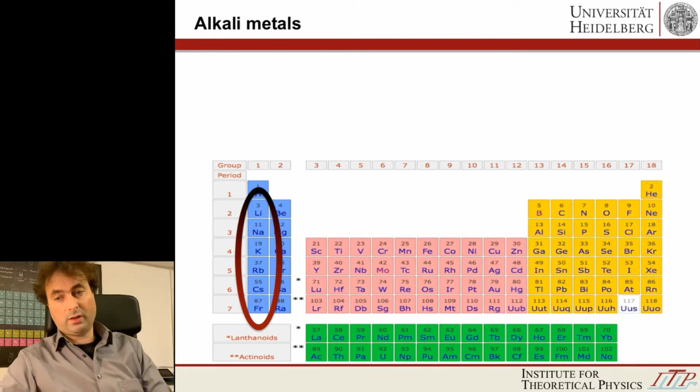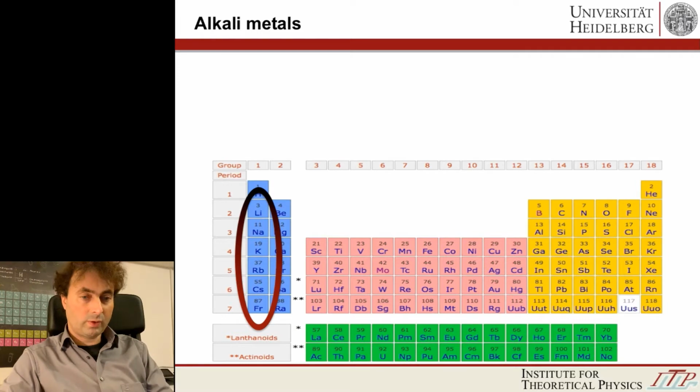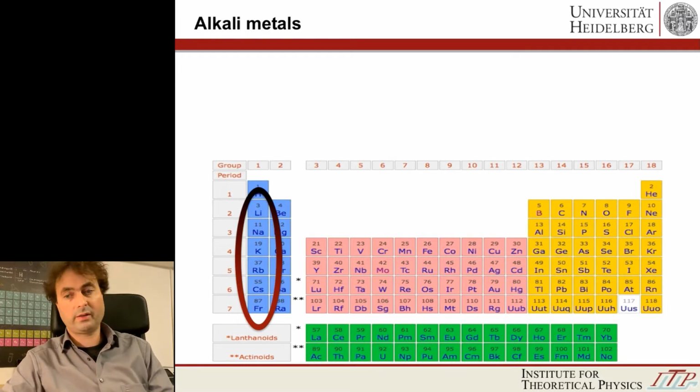These materials have basically one electron per unit cell that adds to the valence and conduction bands, and the others are deeper in the core because that's a filled principal quantum shell.